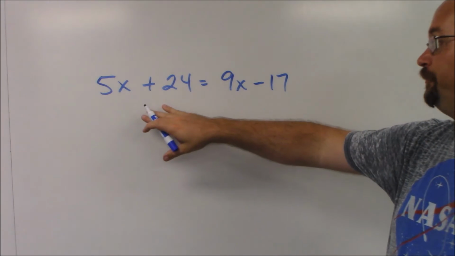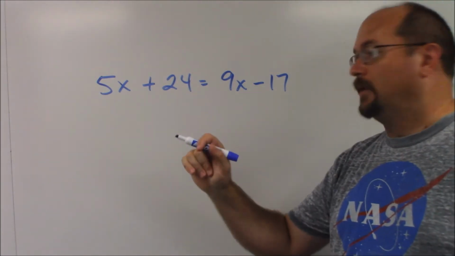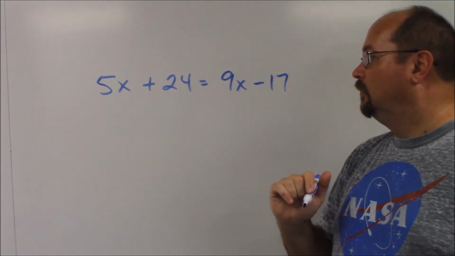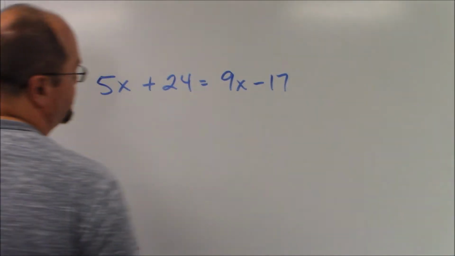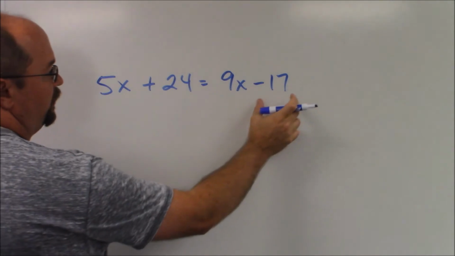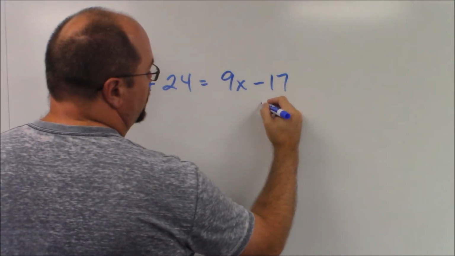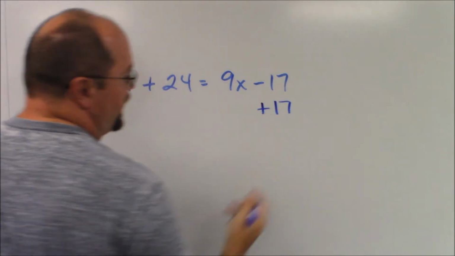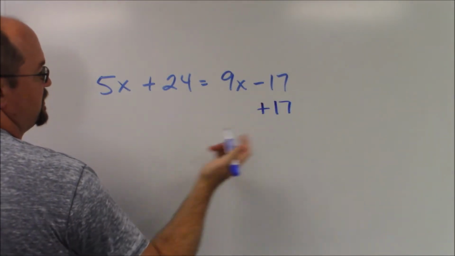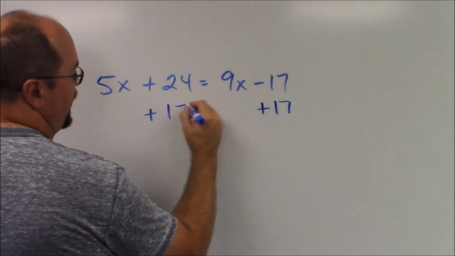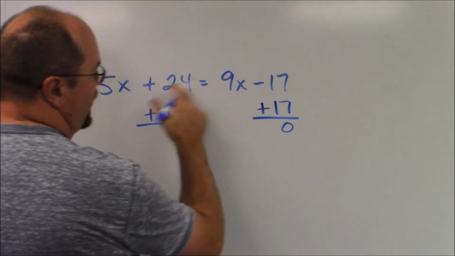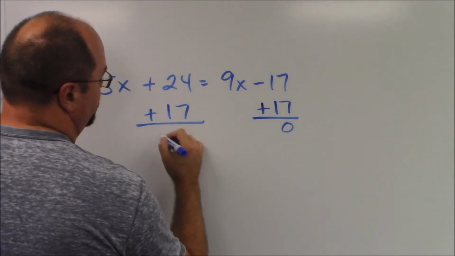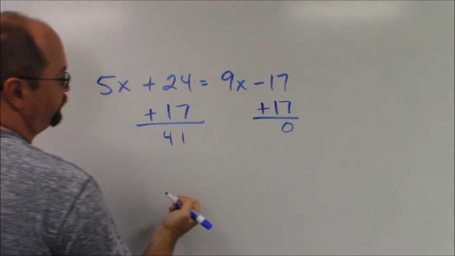All right, so I'm actually going to start with my constants this time. And because I don't like dealing with the negatives, I'm going to add 17 to both sides to get rid of this minus 17. So I'm going to add 17 here to get 0. And then I'm going to add 24 and 17, which should give me 41.